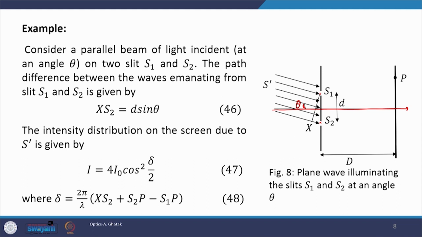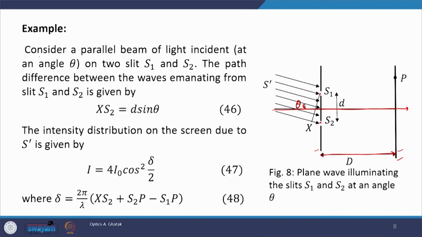And now we are observing the fringe pattern at the screen, which is at a distance capital D from the source plane. The plane in which sources S1 and S2 are is called the source plane, and the plane in which we are observing the fringes is called the observation plane. The source plane is at a distance D from the observation plane.